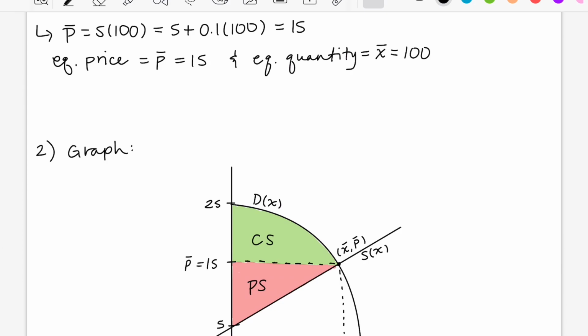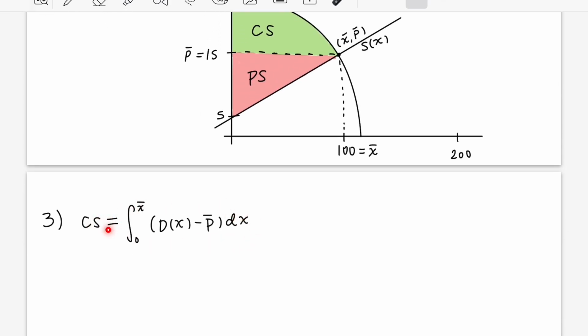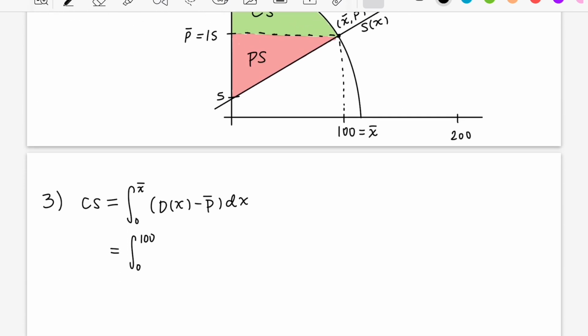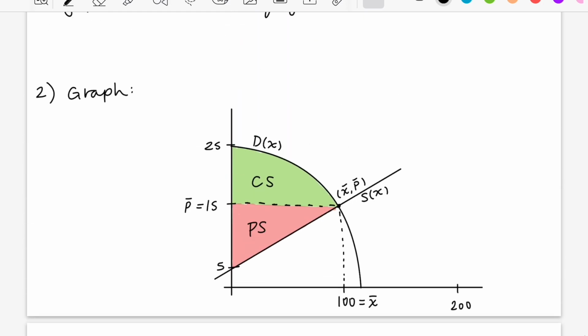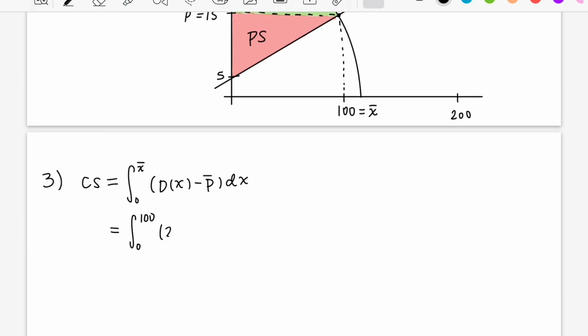All right, and we know to find these, we're looking at the area of each of these. So we're going to do that by evaluating the definite integral. And we know from the above definition that this consumer surplus is given by this definite integral. Our lower limit of integration was 0, and our upper limit is going to be x bar, which is our equilibrium quantity, which is 100. Then our price demand equation D of x was given by 25 minus 0.001x squared. And we found our p bar, our equilibrium price, to be 15.